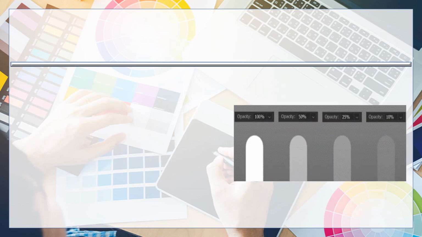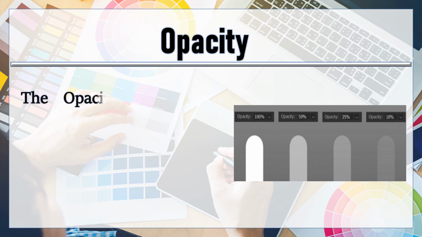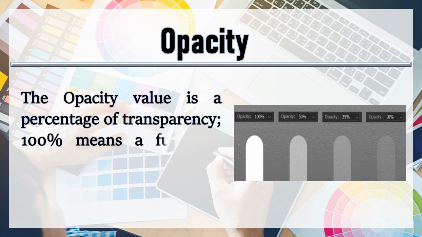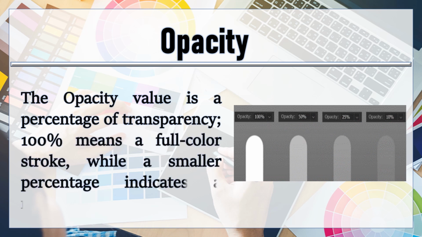We have the opacity. The opacity value is a percentage of transparency. 100% means a full color stroke. A smaller percentage indicates a more transparent stroke.